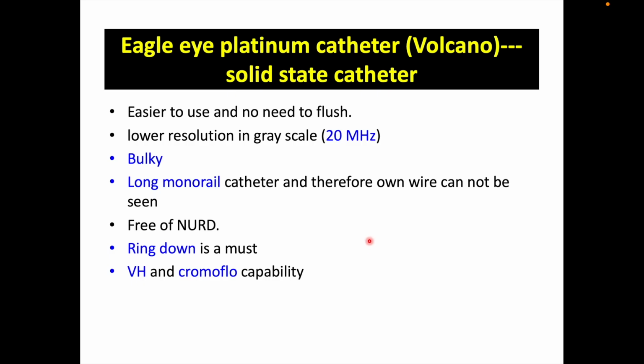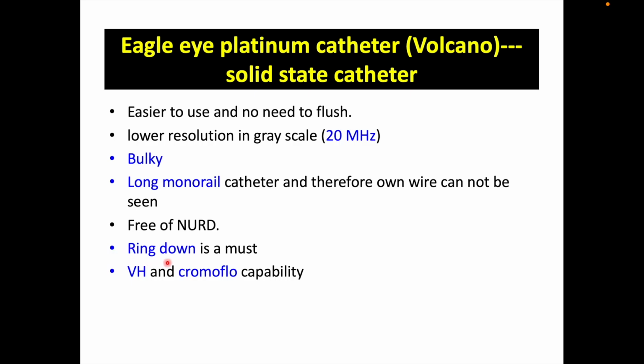Whereas the Eagle Eye Platinum catheter, which is being supplied by Volcano in Pakistan, is a solid state catheter. These are easier to use, with no need to flush. They have low resolution in grayscale. They are slightly bulky. They are long monorail catheters and therefore their own wire cannot be seen. They do not have the NURD artifact.